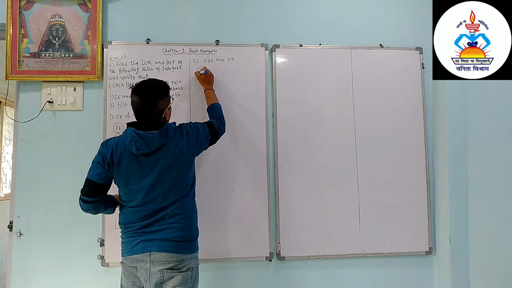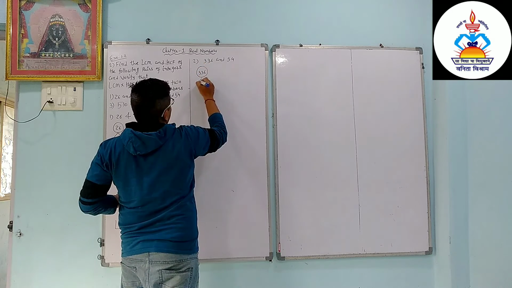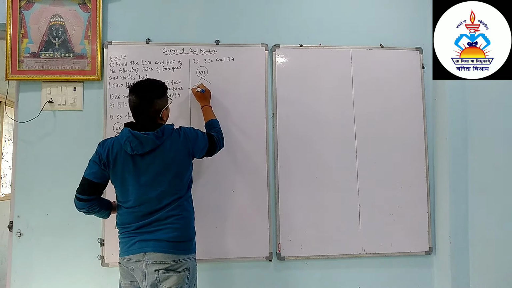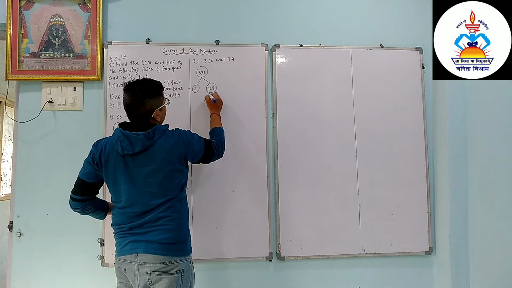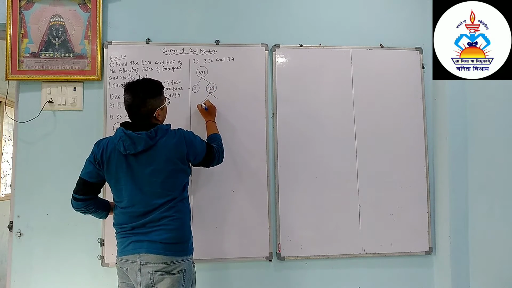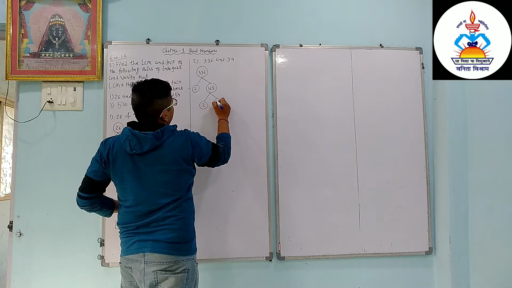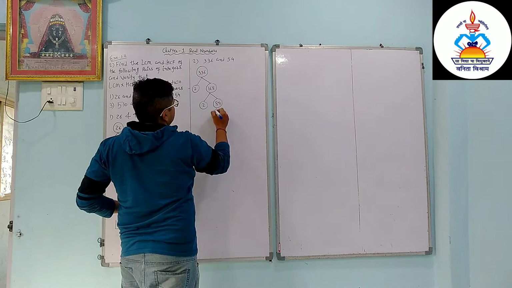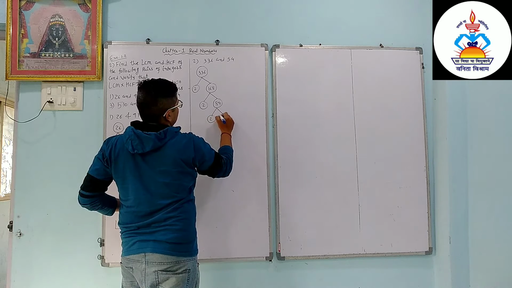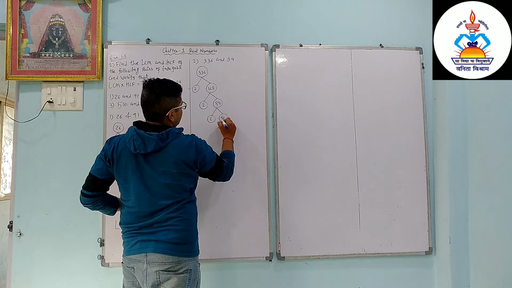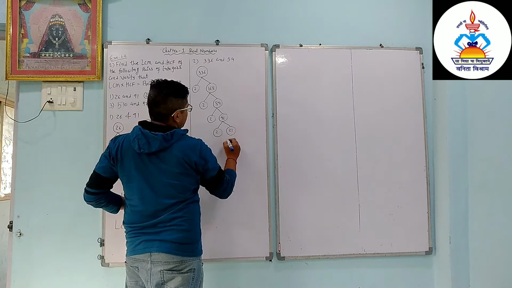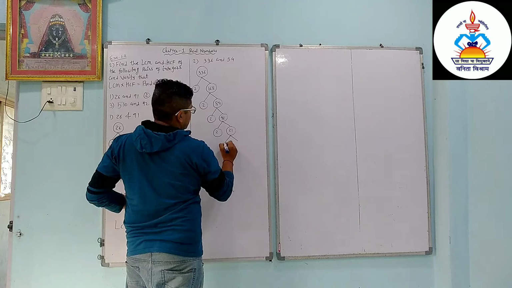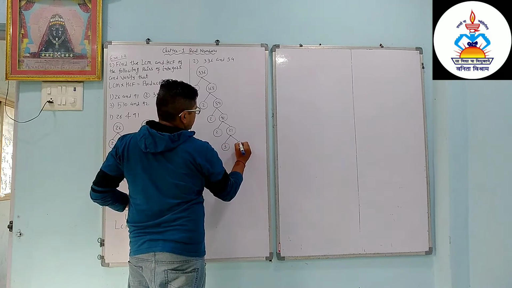So we draw the circle here, 336, and we try to find the factors. So this is 2, and here we have 168. 2 times 168 is 336. Again two factors are possible, that is 84, 2 times 84. Again two factors are possible, that is 42, 2 times 42. Again two factors are possible, that is 21, 2 times 21. Again factors are possible, that is 3 times 7.